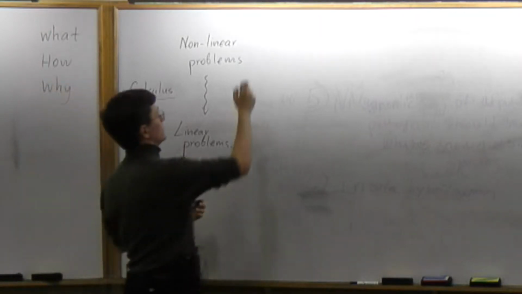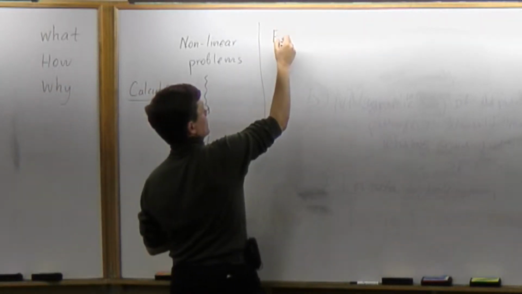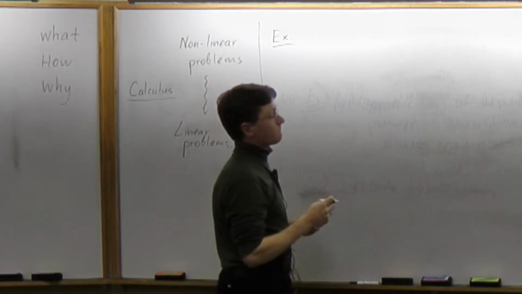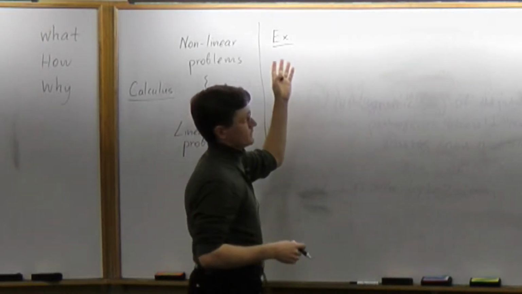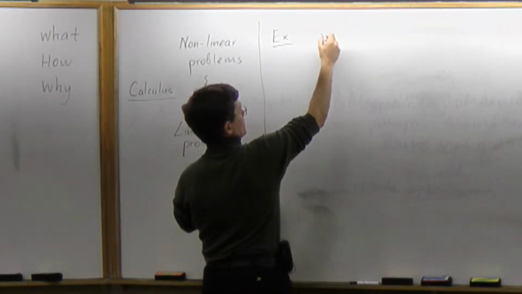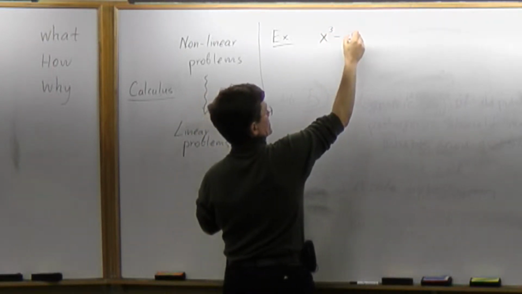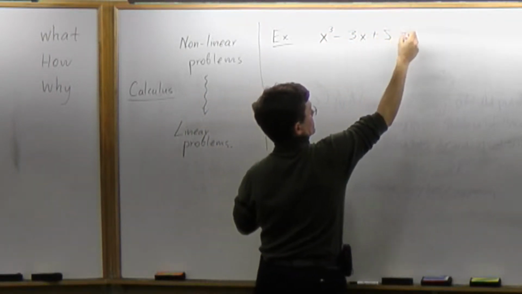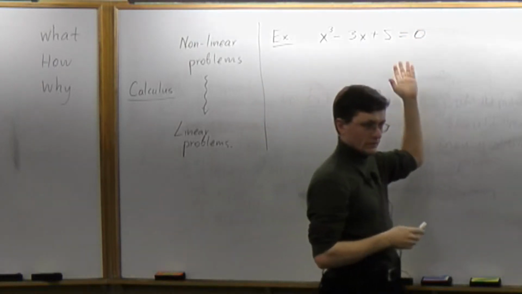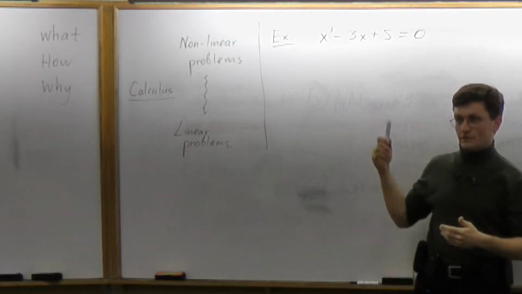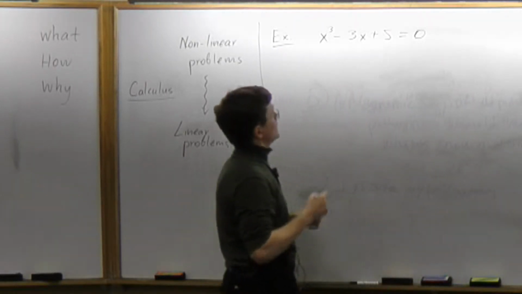So let me give you an example. What would be an example of a nonlinear problem? Well, it would be to solve an equation: x cubed minus 3x plus 5 equals 0. Solving that equation is not a linear problem because the equation is not linear. Right?